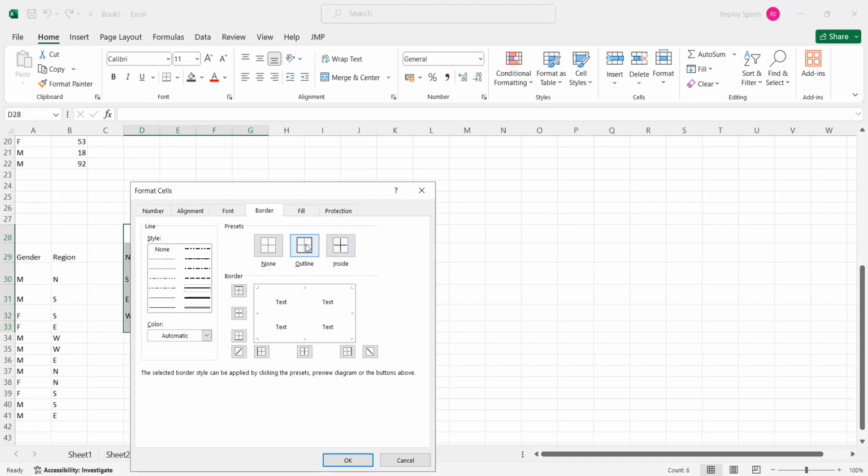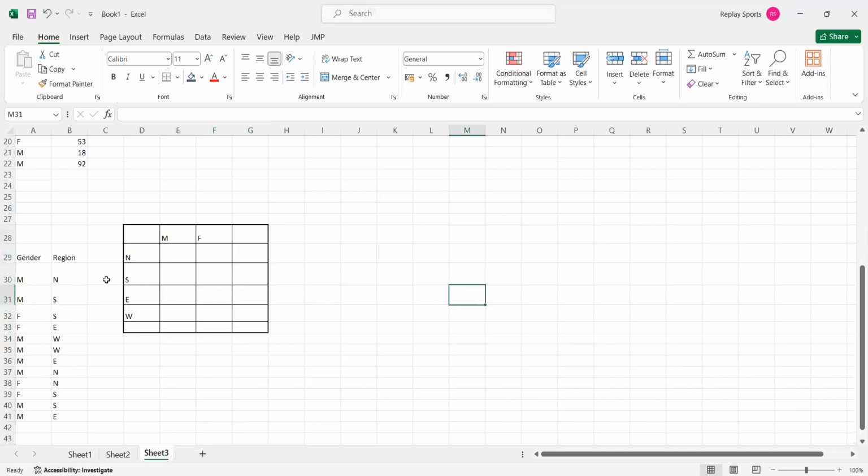I want the outline to be thick and the inner to be a little lighter. Okay, so now you count.